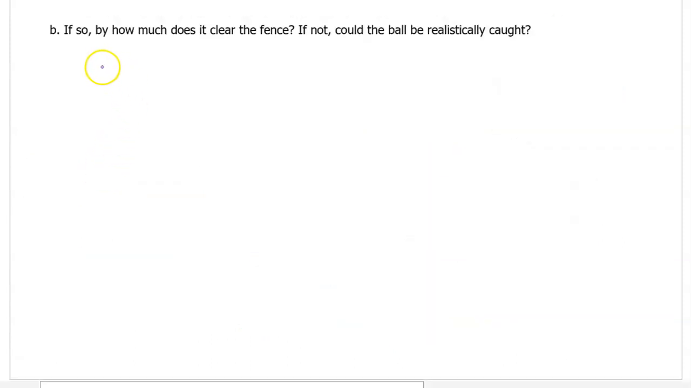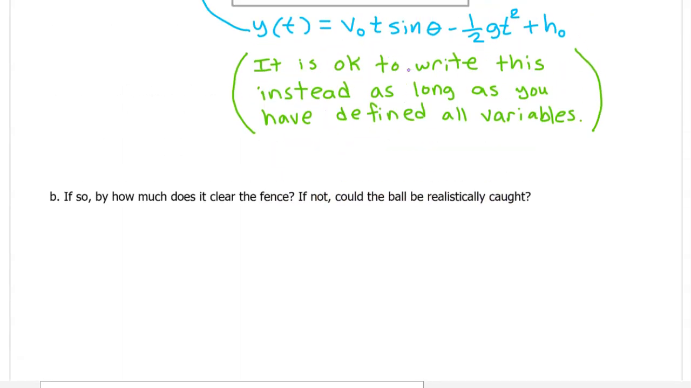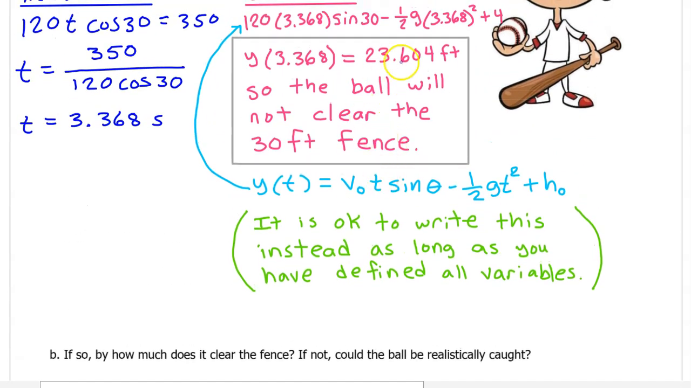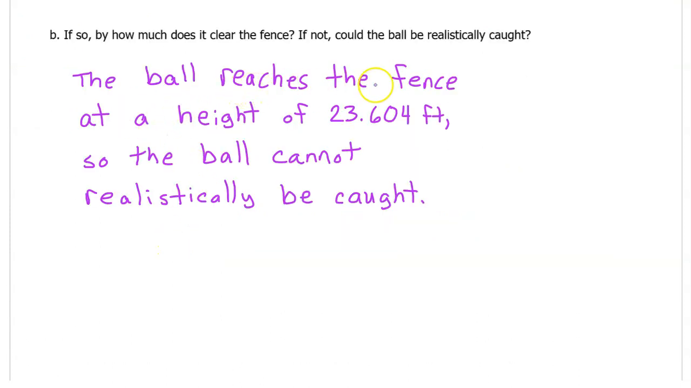Part A asked whether the ball cleared the fence. Part B says, if so, by how much does it clear the fence? And if not, could the ball be realistically caught? Well, we found that the ball did not clear the fence because when the ball reaches the fence, it's at a height of 23.604 feet, which does not clear a 30-foot fence. Can the ball be reasonably caught? No. 23.604 feet is too high for someone to catch. Again, the ball reaches the fence at a height of 23.604 feet, so the ball cannot realistically be caught.